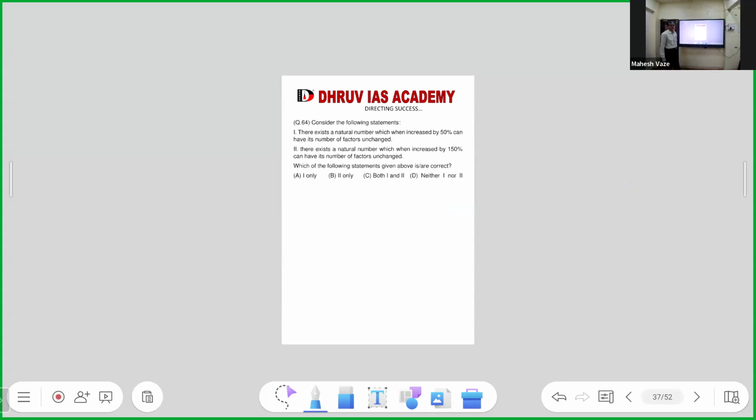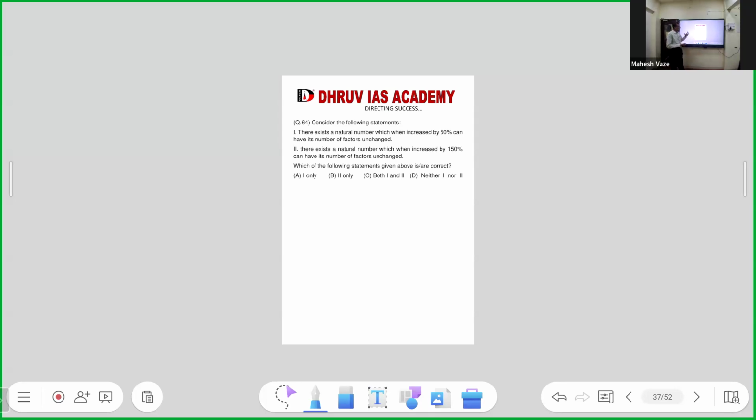Consider the following statements. There exists a natural number which, when increased by 50%, can have its number of factors unchanged. See, it is the number of factors, not the factors. There exists a natural number which, when increased by 150%, can have its number of factors unchanged. Which of the statements given above is or are correct? So I have to consider all the natural numbers, but if you read the question carefully, the number of factors should not change. The factors themselves may change.